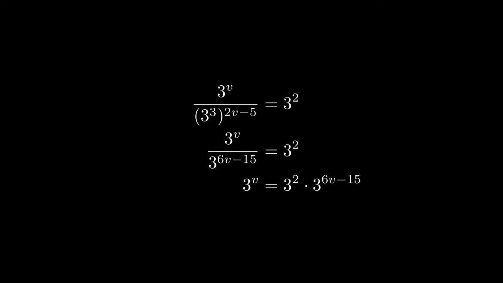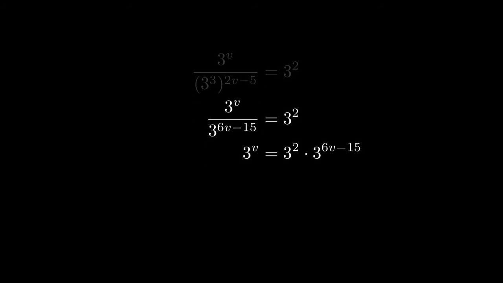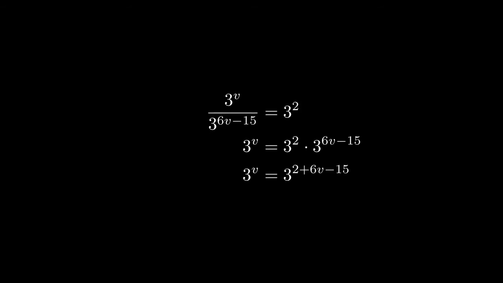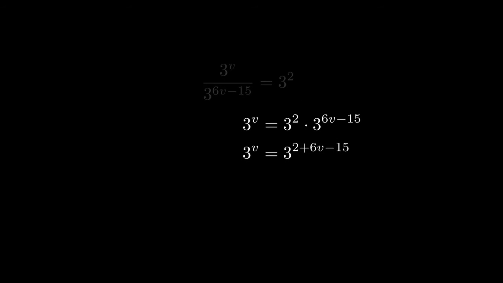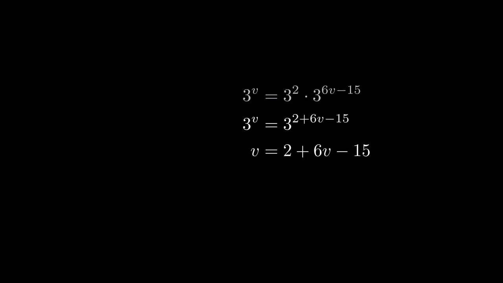Next step is to multiply by the denominator, so we don't have fractions anymore. Now we have the same base, which means that we can equalize the indices. So if the bases are the same and we have an equation, then of course the indices also have to be the same. So now we're not dealing with the indices anymore. We're dealing with a straightforward linear equation.